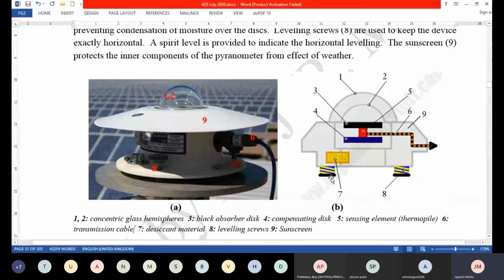And then many times you want to measure the radiation falling on a horizontal surface. So you use these leveling screws to keep it horizontal, and you have a spirit level which will indicate whether it is horizontal or not. But yes, many times it is used on an inclined surface to get the total radiation on a particular inclined surface. We'll see that later.